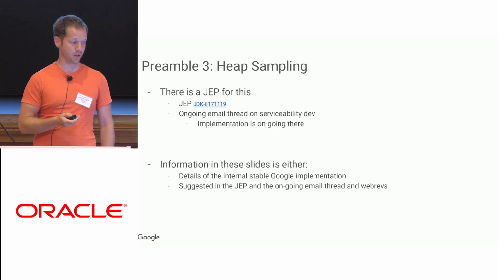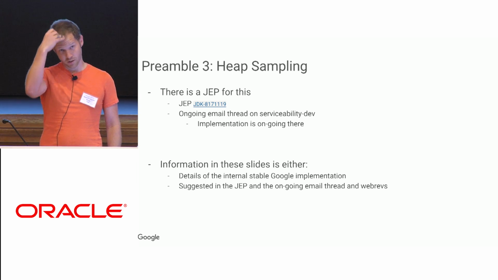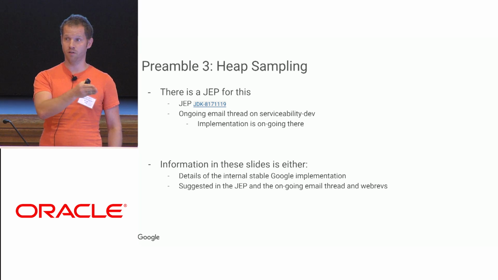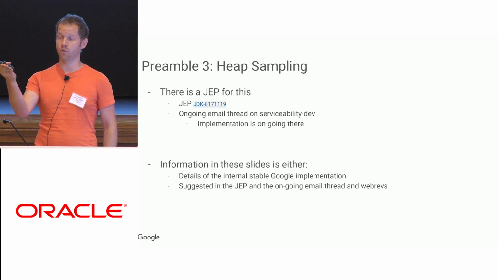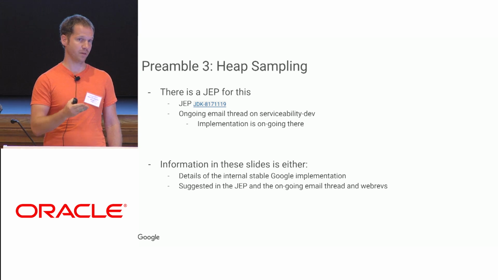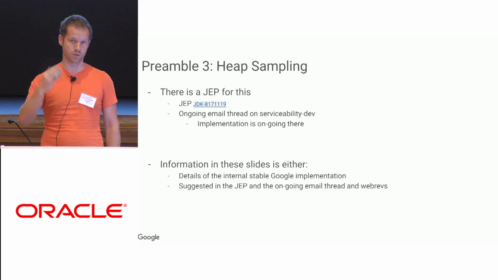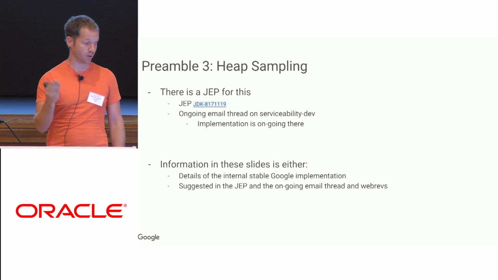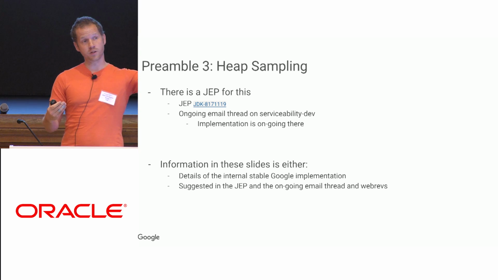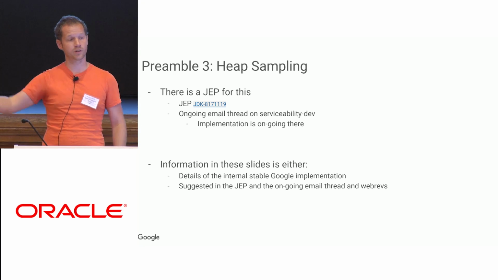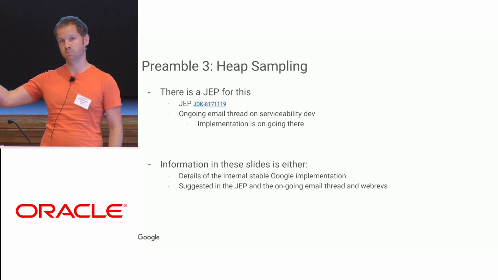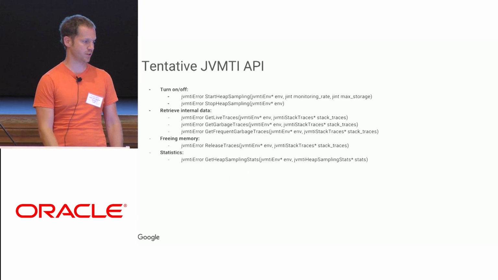There's an ongoing email thread, which is becoming long since it started with the internal implementation and now has morphed to where we're going towards getting it in. I'm aiming for JDK 10 and working with Oracle to get into JDK 10, and we'll see how that goes. The information in these slides is either details of what we have internally or what we're currently suggesting for the JEP and webrevs. Please stop me if you have questions at any time during this presentation.